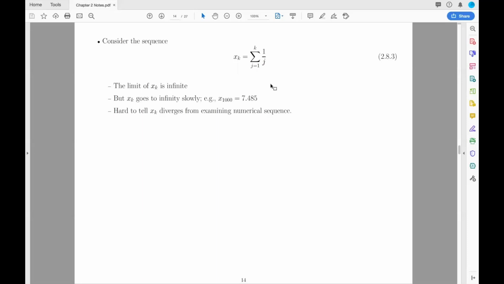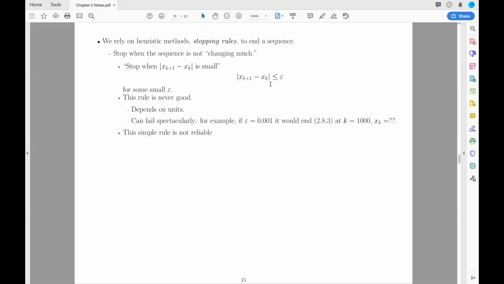Now, you need to come up with a stopping criterion, which will attempt to tell you if your sequence is converging at a rate which allows you to stop at some finite time, or if that's not the case. You need some criterion. Now, we call these criteria stopping rules, and by the way, they are heuristic methods in many ways.